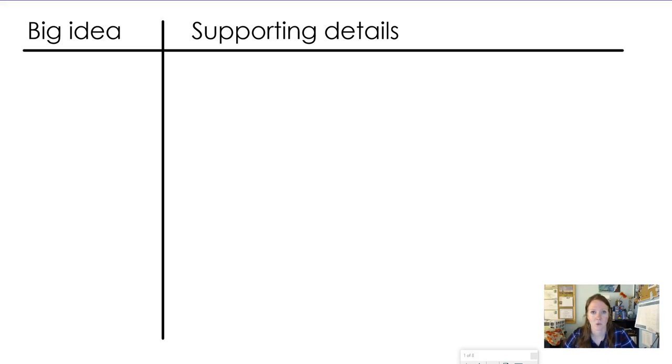The next science skill we're going to be looking at is graphing. And we're going to talk a little bit about what kind of graphs are out there, how to make a graph, and which type of graph to choose when graphing your data.